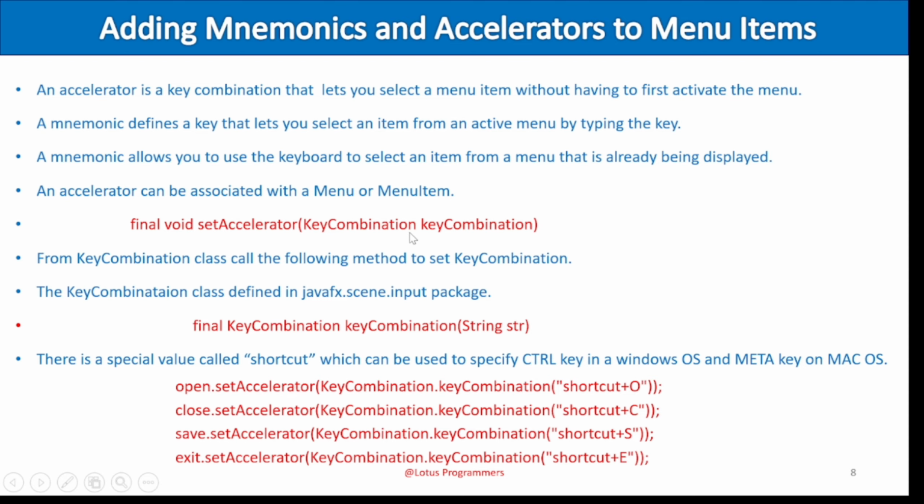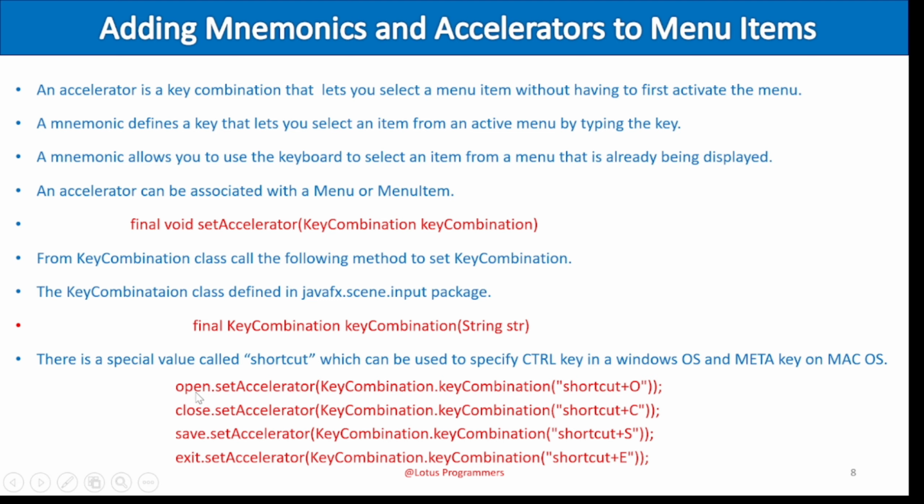In order to retrieve the KeyCombination object, we will call one method from the KeyCombination class. That method is the keyCombination method. The keyCombination method returns the KeyCombination object. As the argument of the keyCombination method, we will specify the shortcut key. This is understandable through this logic.